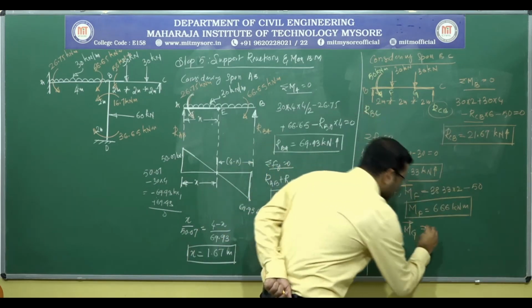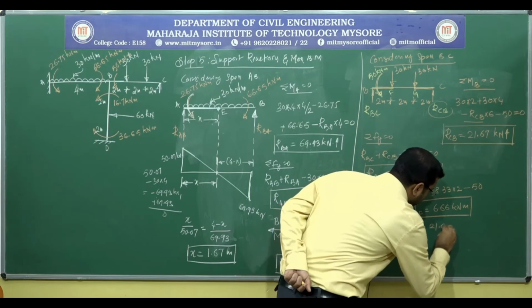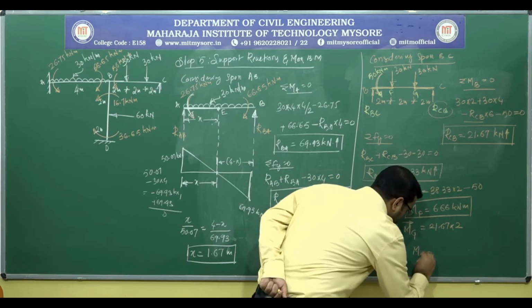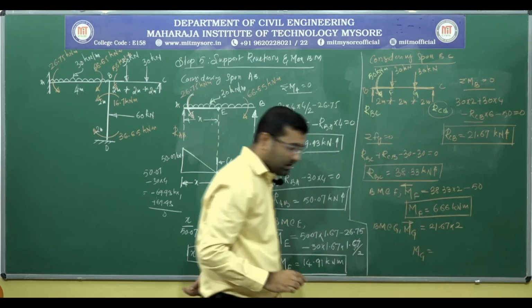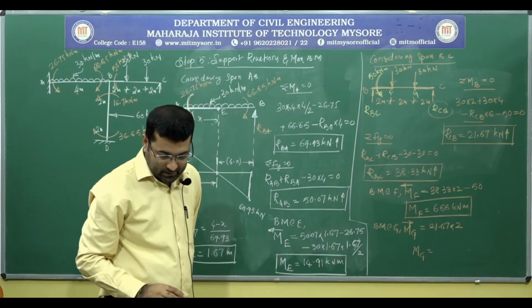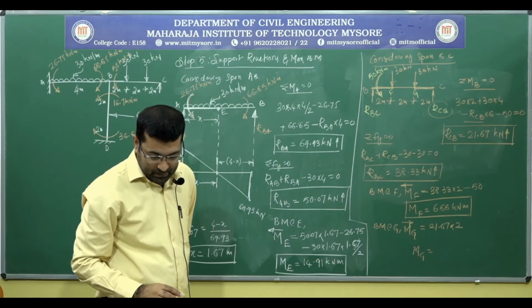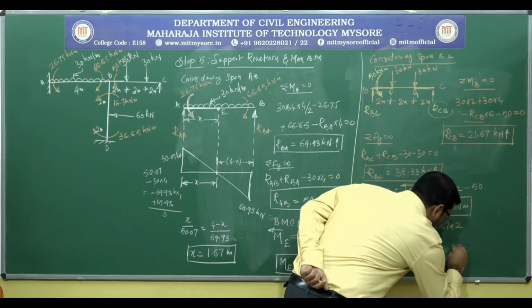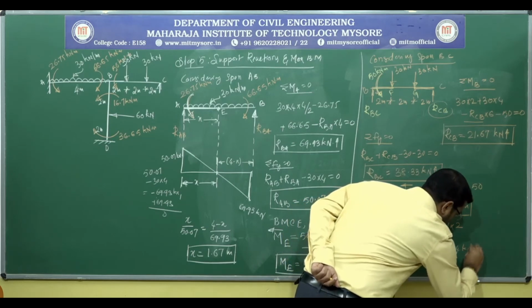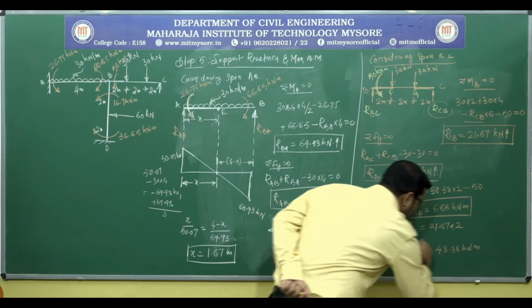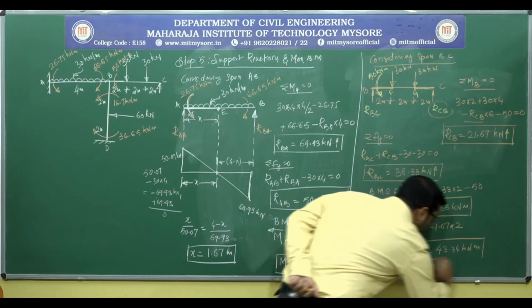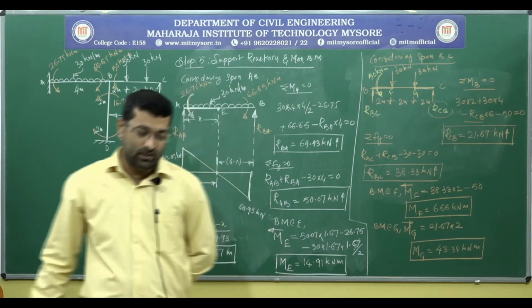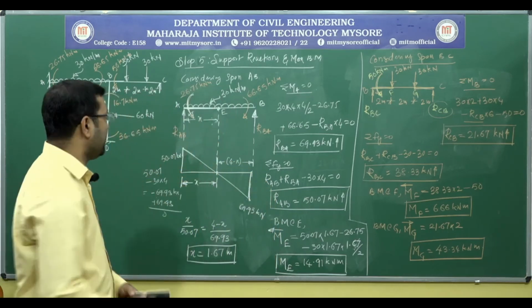RCB is 21.67 into its perpendicular distance, which is 2 meter. So we get MG, the moment at G, as 43.34 kilonewton meter. So this is the bending moment at G, right? So this is about the second span.